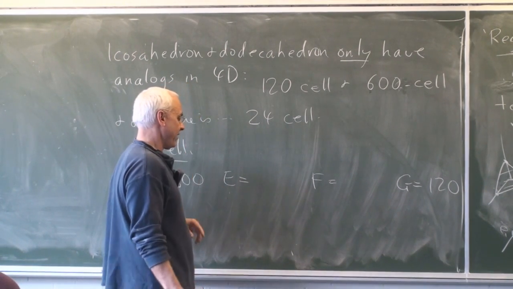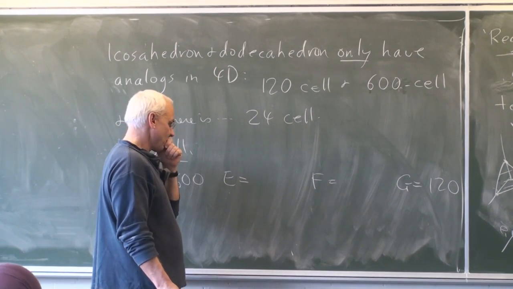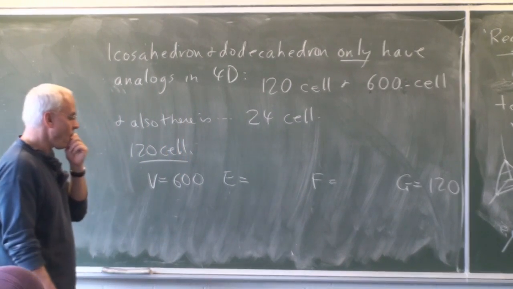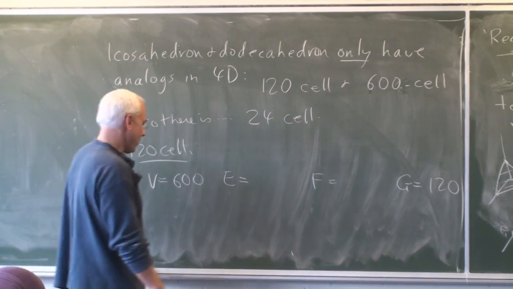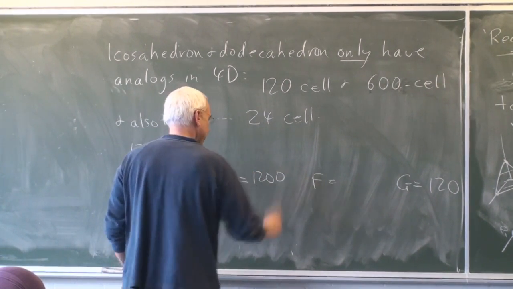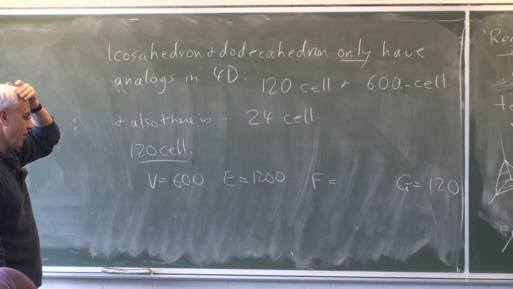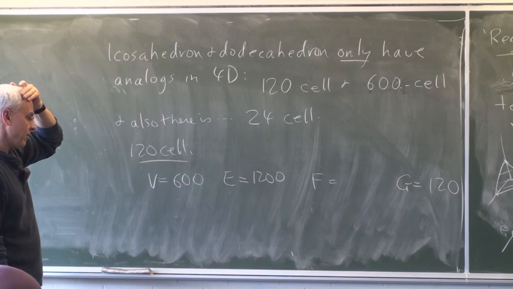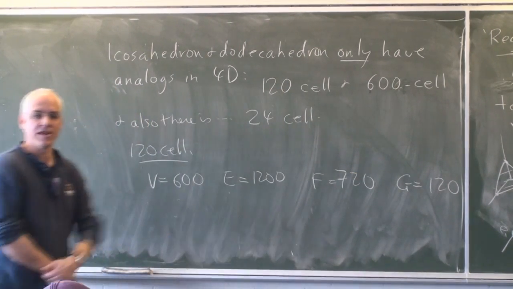Okay, I'm not sure if I'm getting it. One of these is... How many edges between the vertex? I think one of them's 1,200. That might be 1,200. And okay, I should be able to figure this out now. 1320, 720. Okay, 720, that sounds right. Okay, I think those are the numbers.